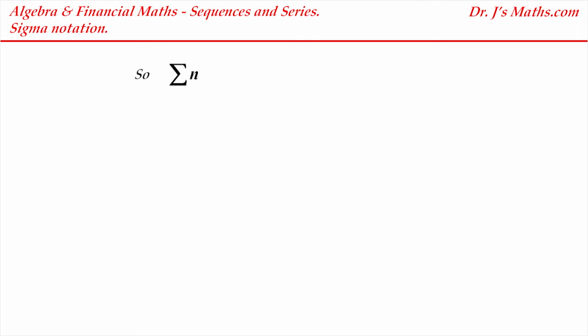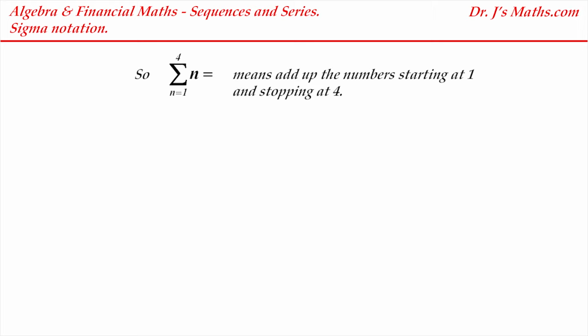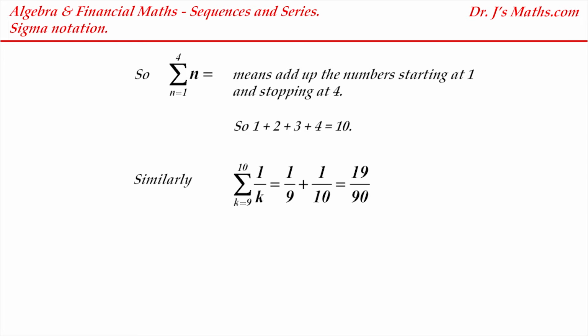Recapping, we say that sigma n means add up the numbers defined by the expression n, while sigma n from n equals 1 to n equals 4 means add up the numbers starting at 1 and stopping at 4. So 1 plus 2 plus 3 plus 4, the answer is 10. Similarly, we may have sigma from k equals 9 to k equals 10 of 1 over k. So we're just starting at k equals 9, we have 1 over 9, add 1 to that, we have our last term 10, which is 1 over 10. 1 over 9 plus 1 over 10 is equal to 19 over 90.